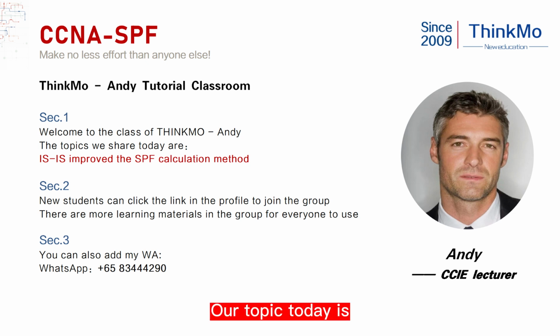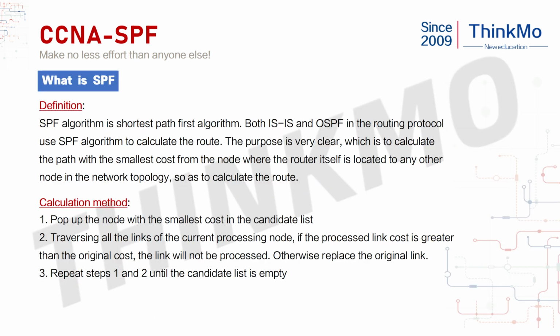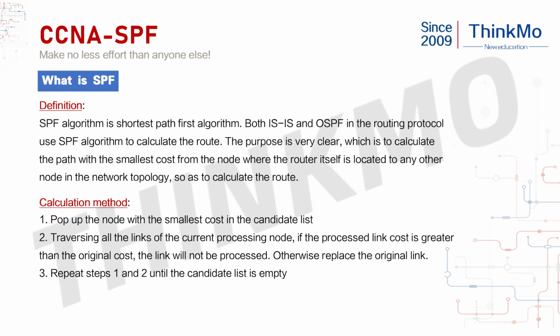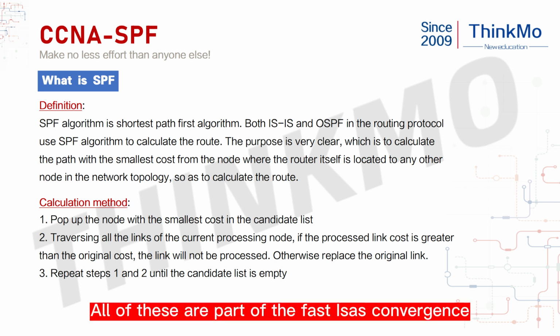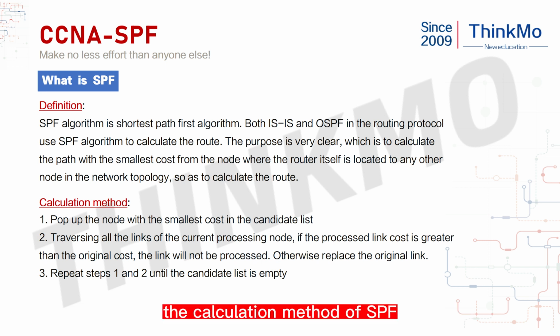Our topic today is how IS-IS improves the SPF calculation method and its intelligent timer problem. In terms of what we're talking about, this includes faster LSP generation times, and the LSP flooding time is accelerated. All of these are part of fast IS-IS convergence. Today we're going to talk about the calculation method of SPF.